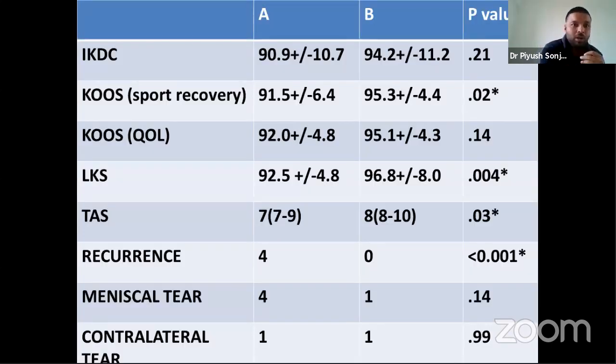We can see the KOOS score, in brackets sports recovery. The sports recovery subscale of the KOOS score had a significant difference, the Tegner activity score had a significant difference, and the Lysholm score had a significant difference. For recurrence, you can see there is zero recurrence in B. Here B is where the MITBT procedure was added. In group A, there were 4 recurrence patients. So this is a very significant difference between the added ALL reconstruction procedure and normal ACL reconstruction.